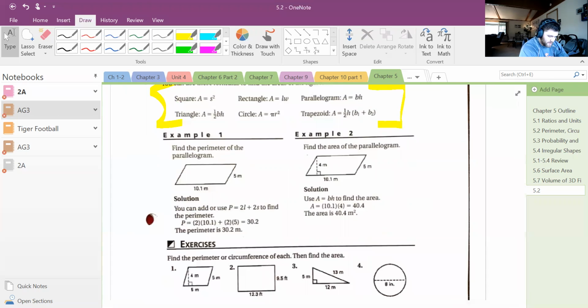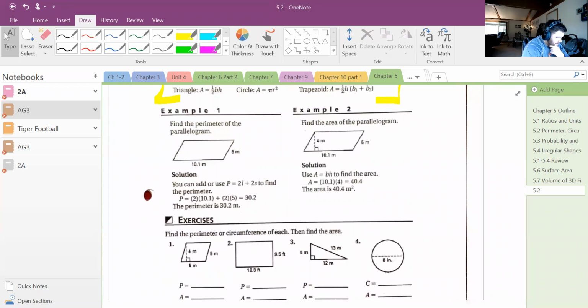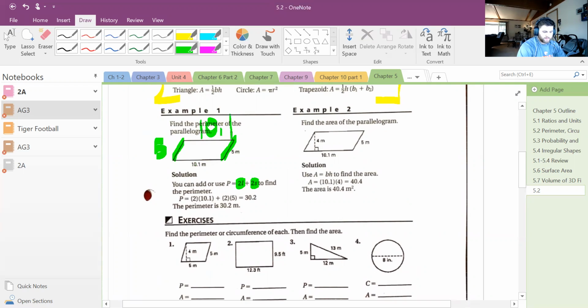Okay. All right, so here we go. Find the perimeter of the parallelogram. We should know what a parallelogram is by now. You can add or use the P formula. This we need to talk about a little bit. So parallelograms are special, right? They have opposite sides equal to each other. So if this is 5, this is 5. If that's 10.1, this is also 10.1. That's what that is saying.